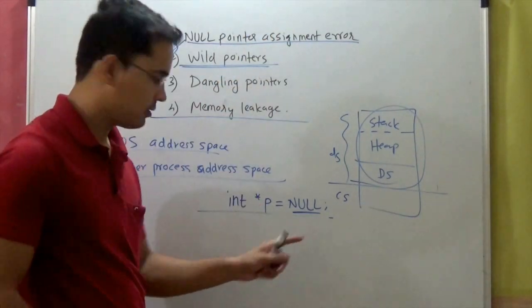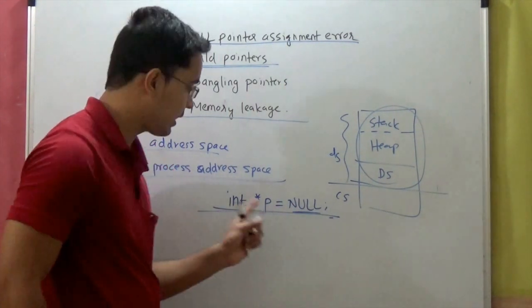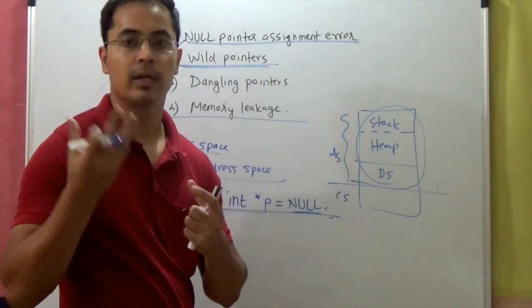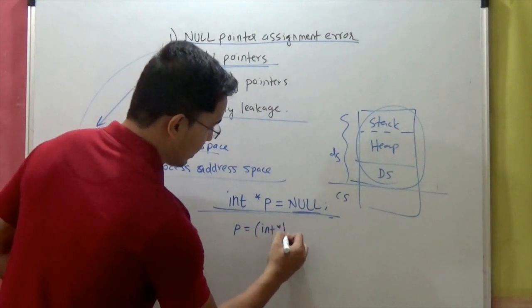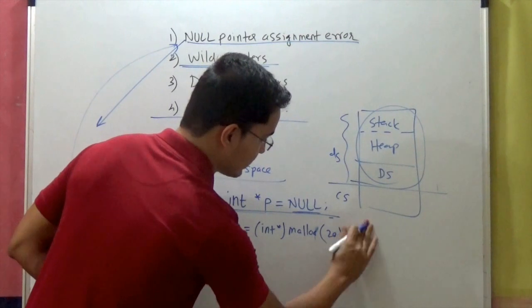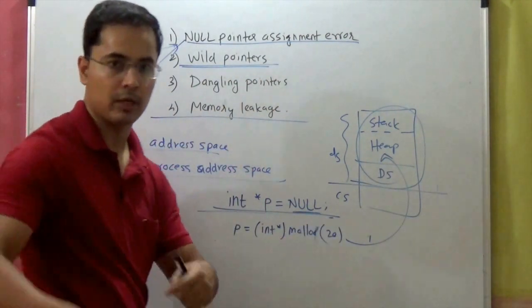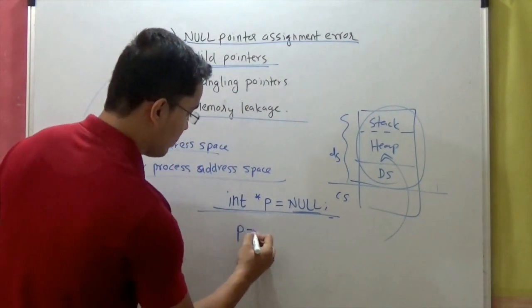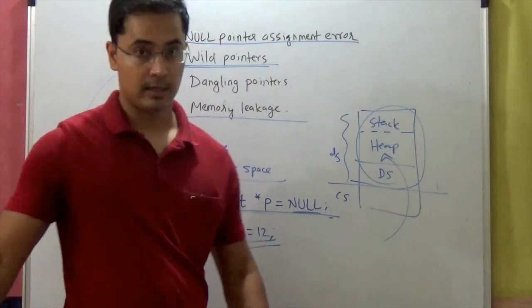Why is this happening? When you say p = NULL, it's a good practice, by the way, to initialize a pointer like this with NULL. But then you'll have to acquire some legitimate memory, like by using p = (int *)malloc. You must acquire legitimate memory, let's say 20 bytes from your heap, before you start using p to store values or to do anything. But you did not do that, and you straight away said *p = 12. So you will get the null pointer assignment error.